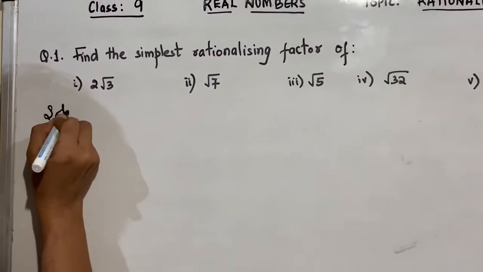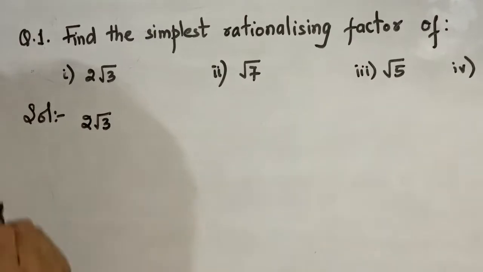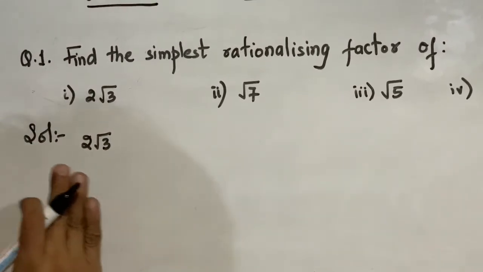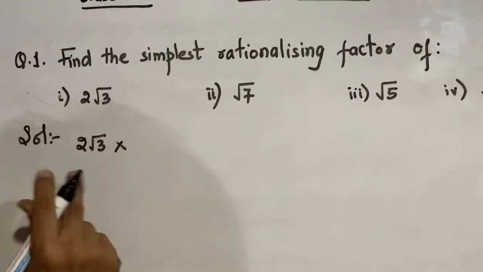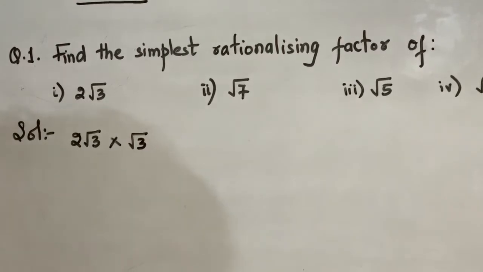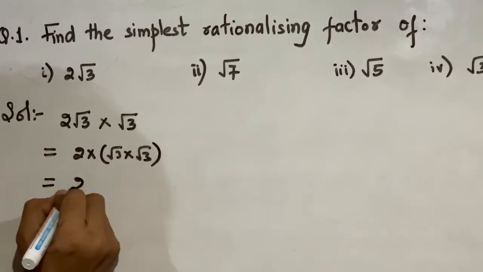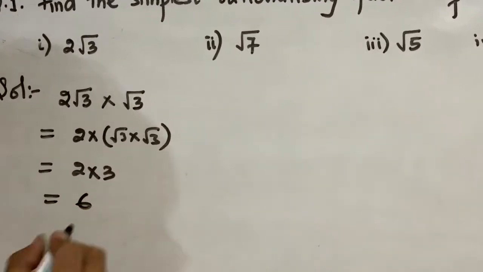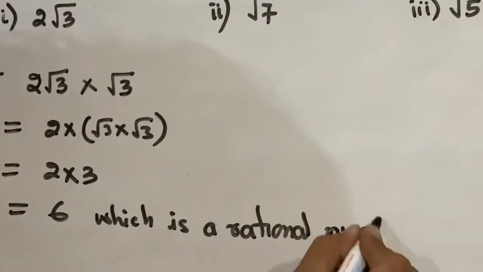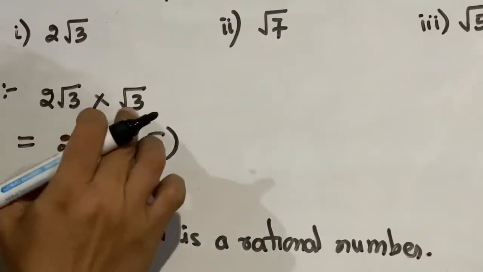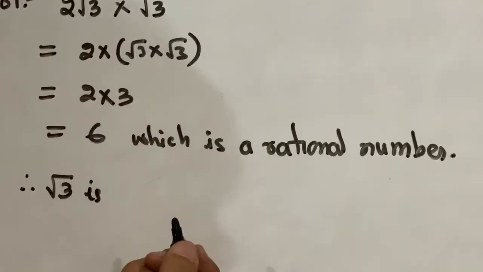If you are asked to find the rationalizing factor of 2 root 3, the best way is to multiply the irrational number by itself. Here the surd is root 3. Multiply 2 root 3 by root 3: 2 times root 3 times root 3, which is equal to 2 times 3, which is 6, a rational number. Therefore root 3 is the simplest rationalizing factor of 2 root 3.